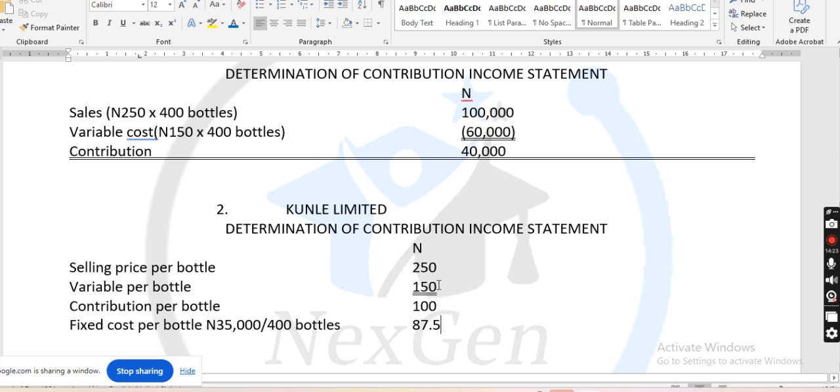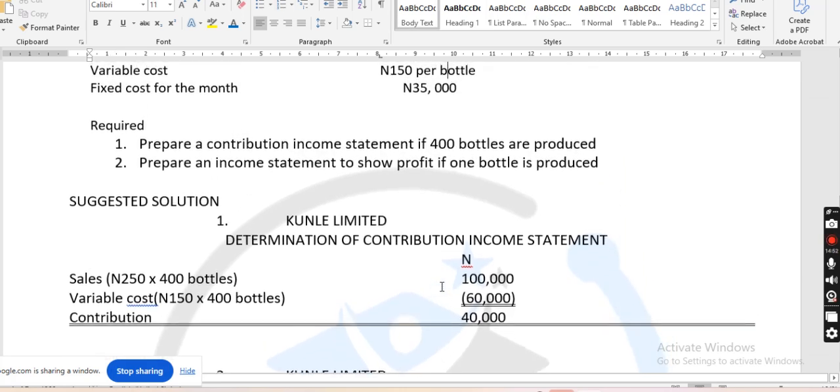Class, now what is the income? Income or the profit is what? 100 minus 87.50 is 12 naira 50 kobo. The profit is 12 naira 50 kobo. Okay, thank you so much. So you can see, it is as simple as ABC.